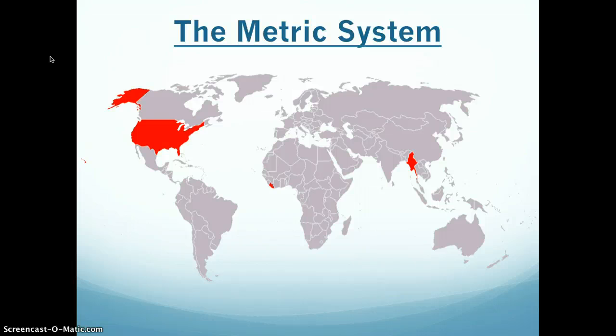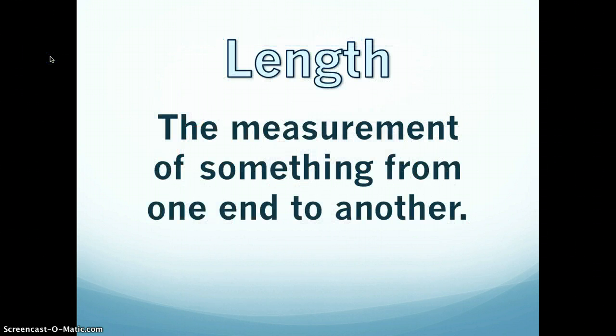The metric system is a system of measurement that most of the world uses actually. So you'll notice that those few countries and areas in red actually use a different system of measurement, which we're going to talk about tomorrow. But for today's lesson, we're talking about all those areas in gray which use this system of measurement, the metric system.